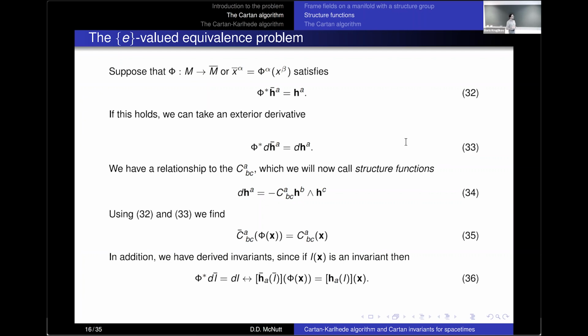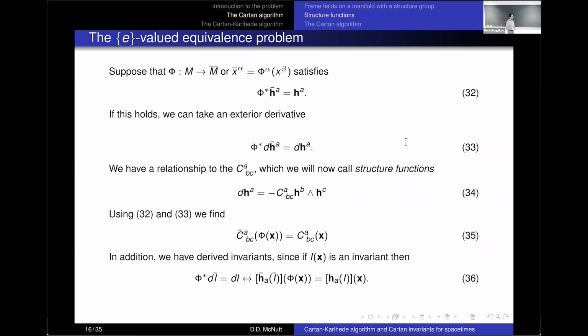Essentially, the exterior derivative of the frame is a two-form, and the coefficients are the structure functions or coefficients of anholonomy. Now, because of equation 33 and equation 32 that we're assuming, because this is an identity-valued equivalence problem, we have that in equation 35, the structure functions between the two are invariants in some sense. They're local invariants. When equation 32 holds, these are invariants as we'd like. And we can generate more of these.